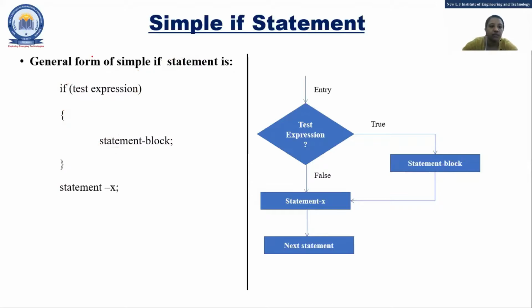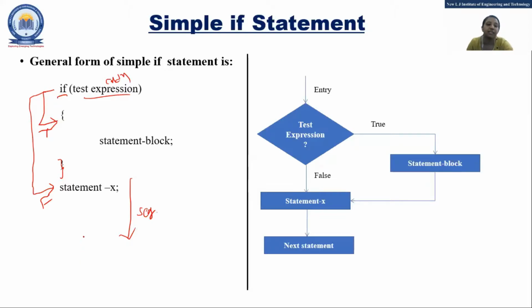That means what is the flow? If, then this is the condition. If the condition is true, then this part will be executed, and if the condition is false, then this part will be skipped. Clear or any doubt? And after the curly bracket, whatever statements are there, they all are executed in sequence one by one. If the condition is true, this part will be executed and all the remaining statements will be executed in sequence. Clear? If statement.